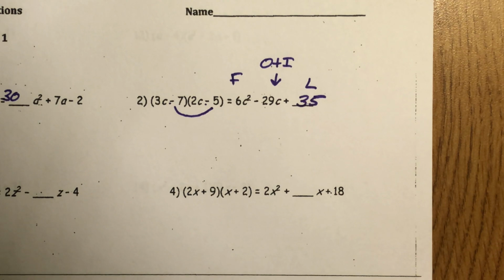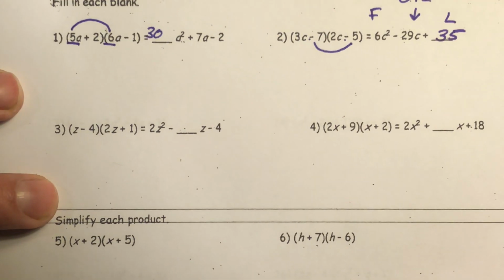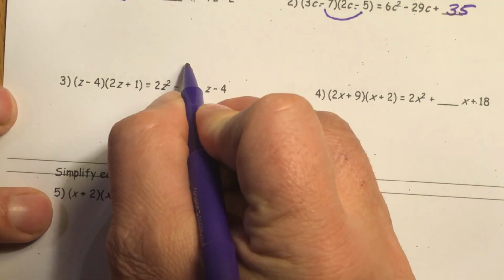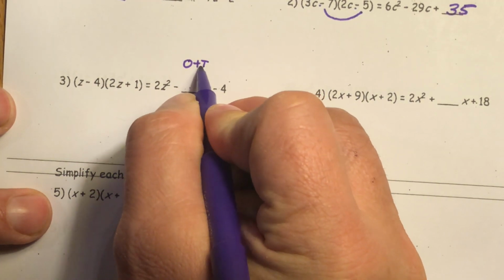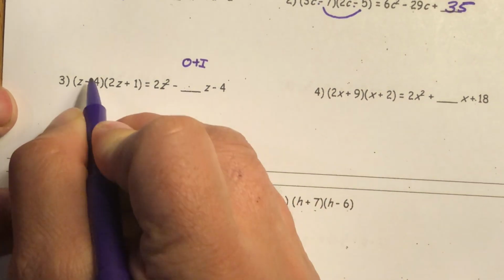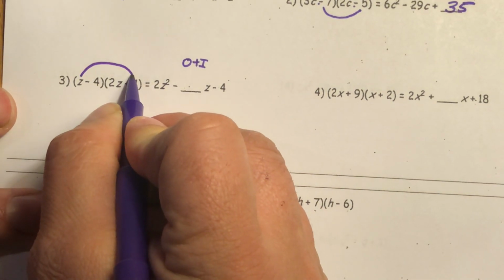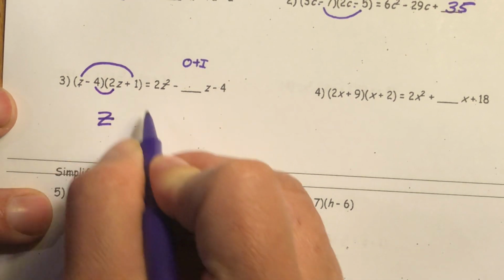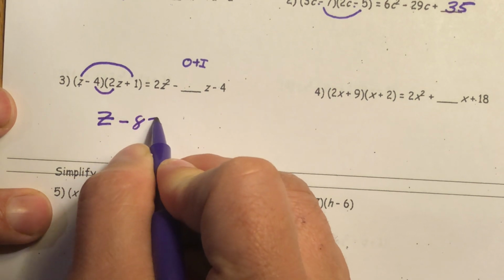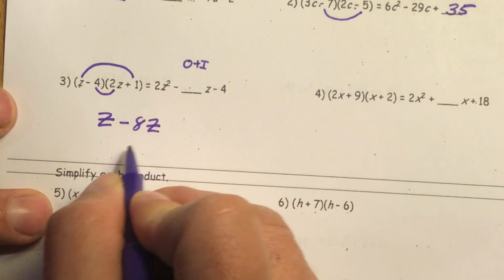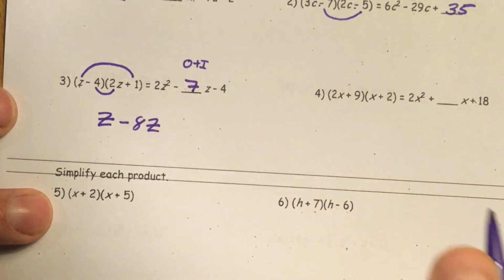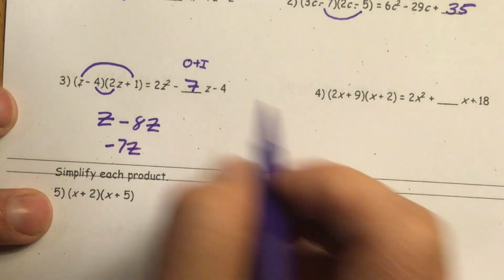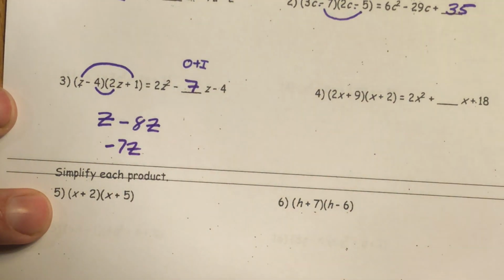Okay, let's look at number 3. If we're looking at number 3, they want that inside. Remember, that's the O plus the I. So I'm going to multiply outside, which is going to be Z, and then the inside, which is negative 8Z. Add those up, and I get a negative 7Z. Very important that you guys know that.